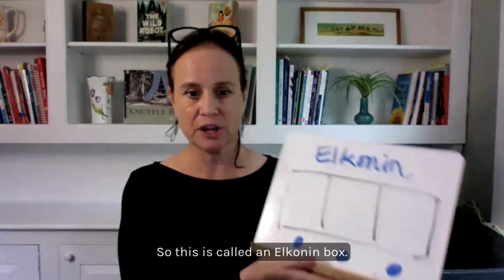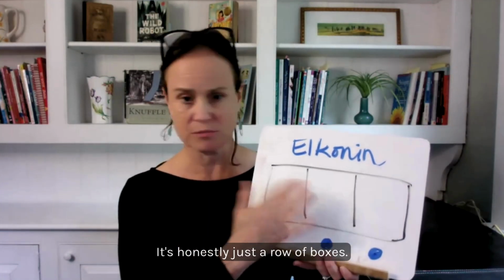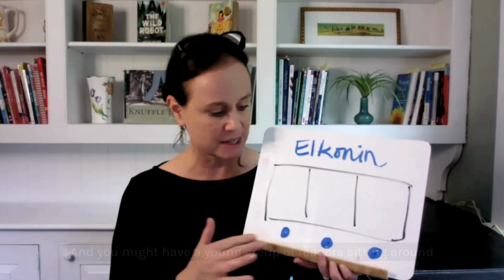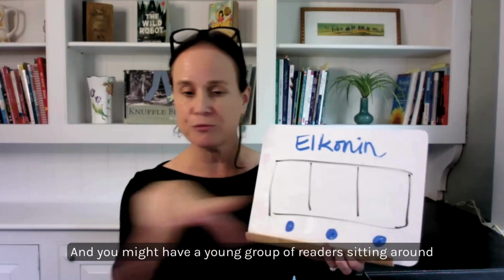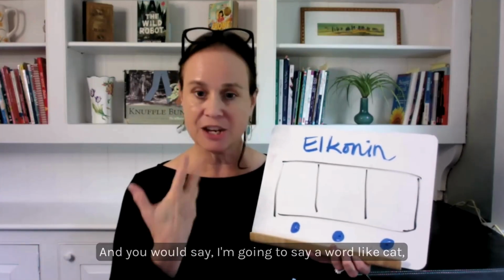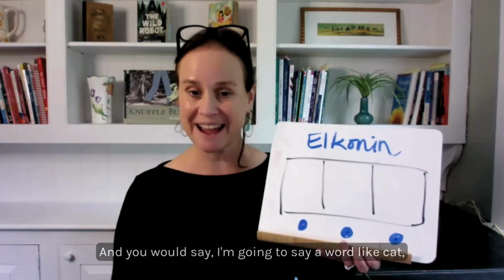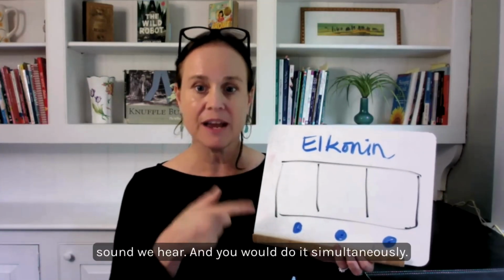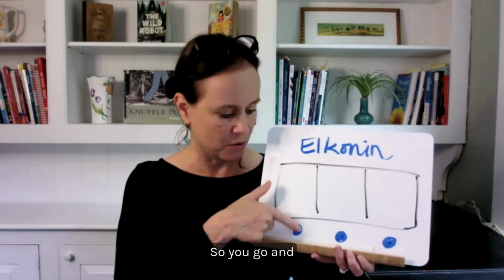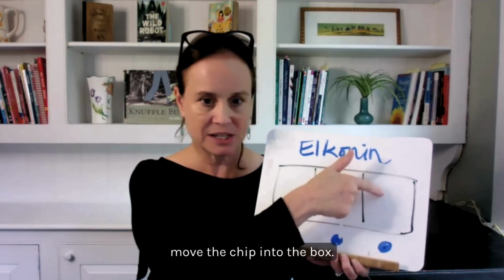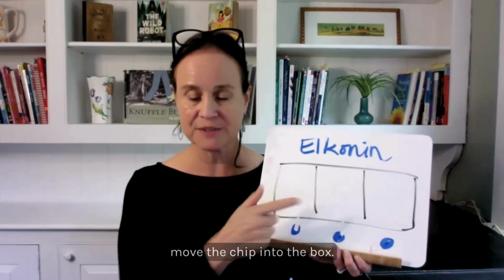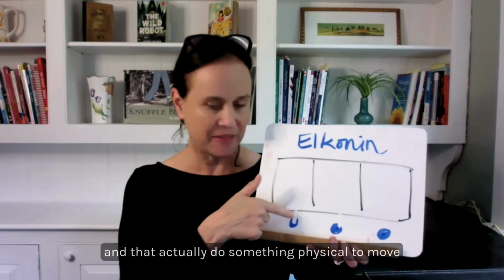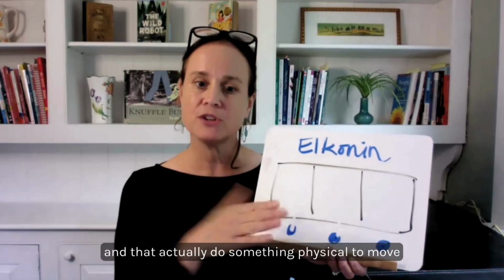So this is called an Elkonin box. It's honestly just a row of boxes. It's not fancy, but the term is official, Elkonin boxes. And you might have a young group of readers sitting around a table with you, and you would say, I'm going to say a word like cat. And we're going to tap and move for each sound we hear. And you would do it simultaneously. So you go, "ah," and move the chip into the box. So that helps to hear it, to visually see it, and then actually do something physical to move the sound.